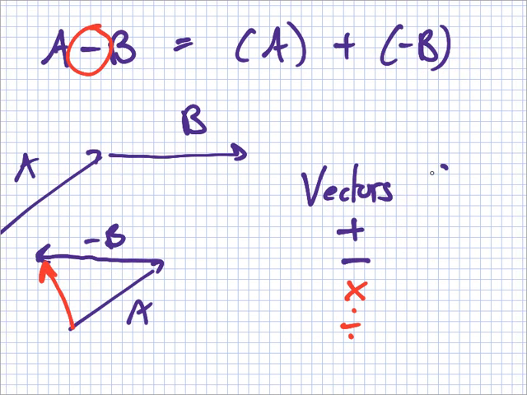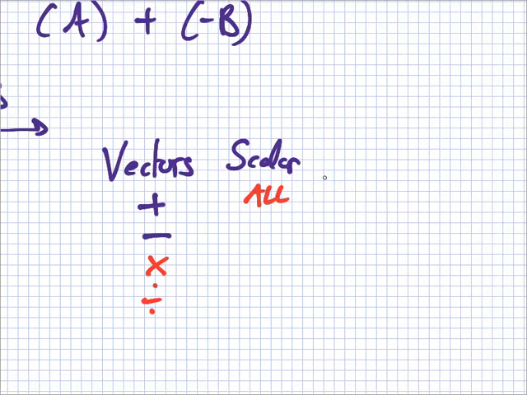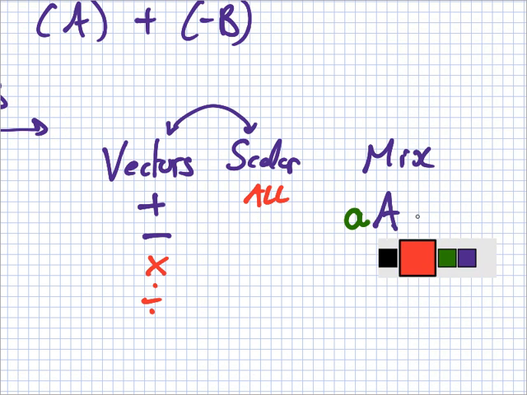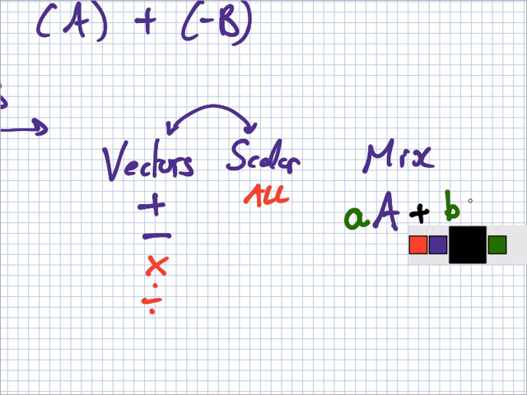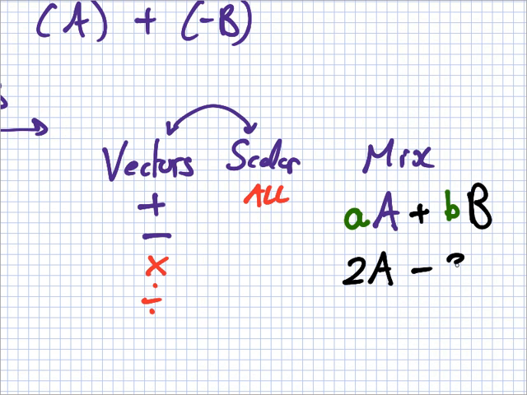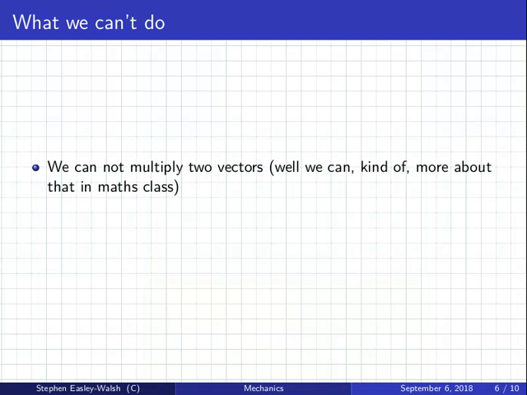And what can we do with scalars? Well, you know what you can do with scalars. You can do everything with scalars. And what about if we want to mix them? Yeah, we can mix these two, can't we? Because you could have something like A times A plus B times B. So an example, you could have 2A minus 3B. That'd be okay, wouldn't it? What we can't do is this, if we have two vectors. So we can't do that. And we cannot divide either, like I said.